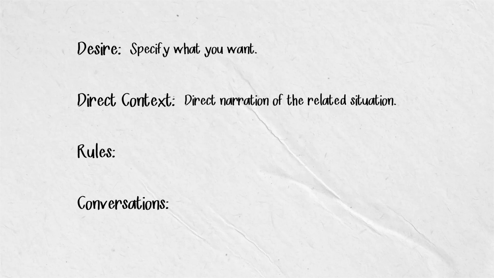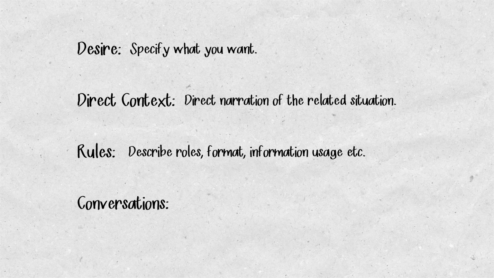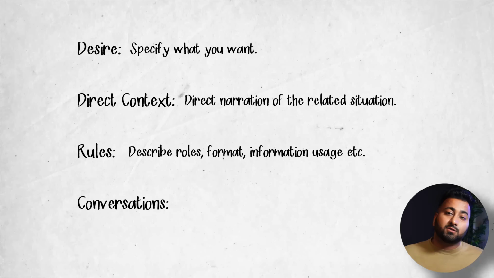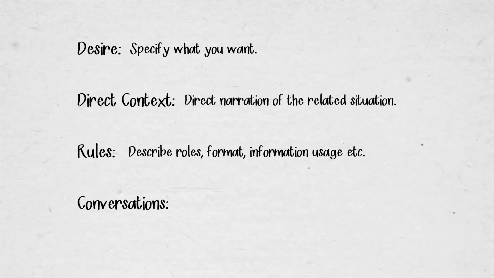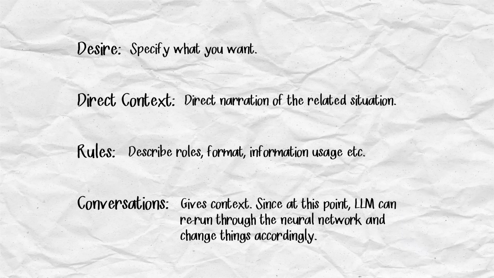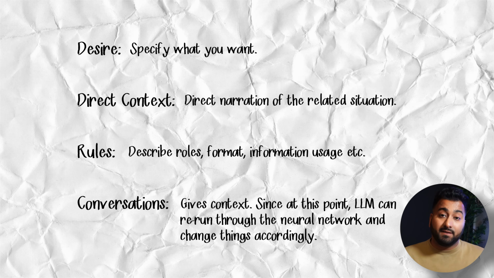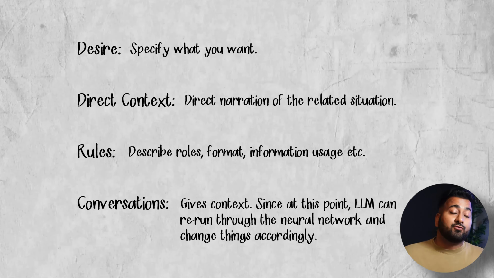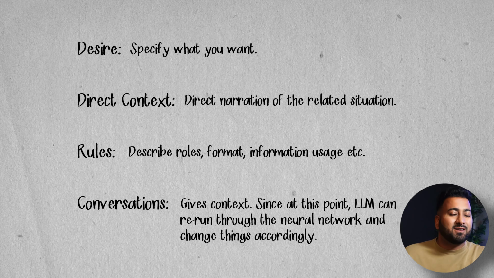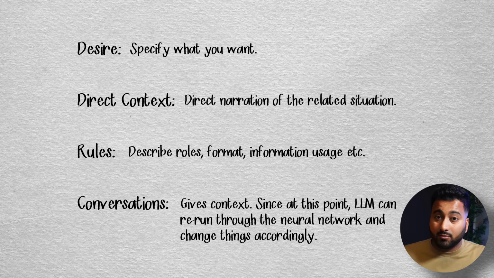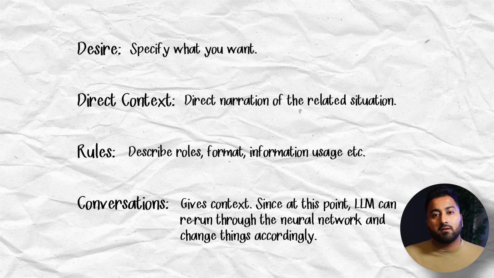Now, component 3 is rules. This is where you ask it to play a role, stick to a format, arrange the information in a certain way, etc. This is also how you use the popular prompt engineering techniques out there. And the last component is the conversation. The conversation is extremely useful for context because at this point, the LLM can rerun through the neural network and change things accordingly. You're missing out big time if you're not taking advantage of the conversation component. A lot of advanced prompts that I work with will always have the conversation element.